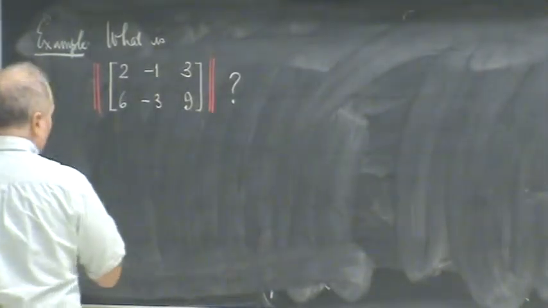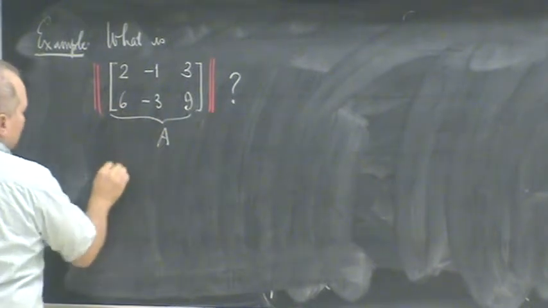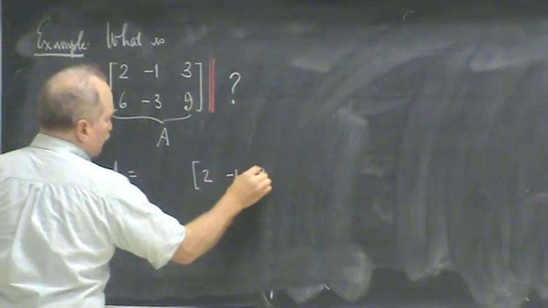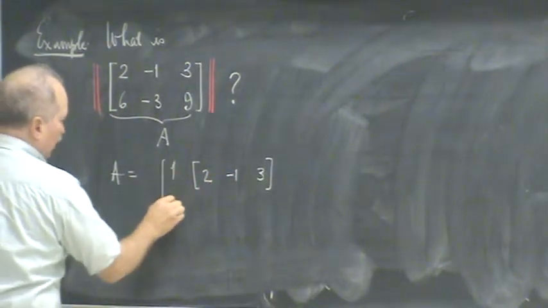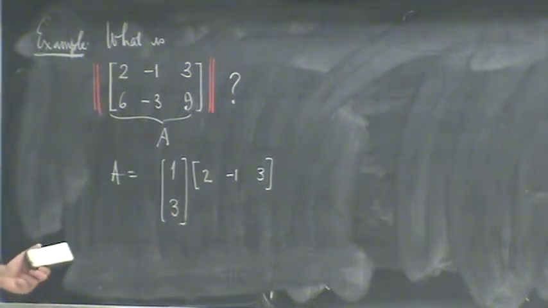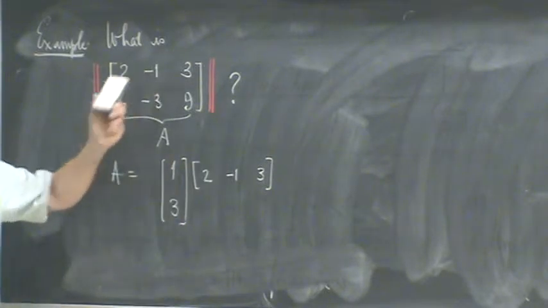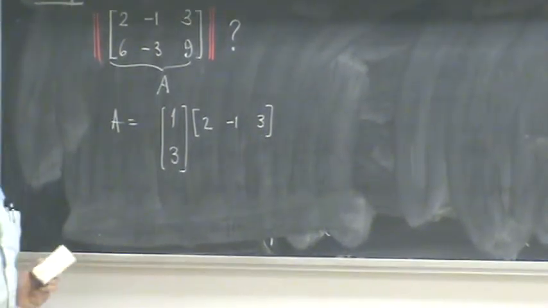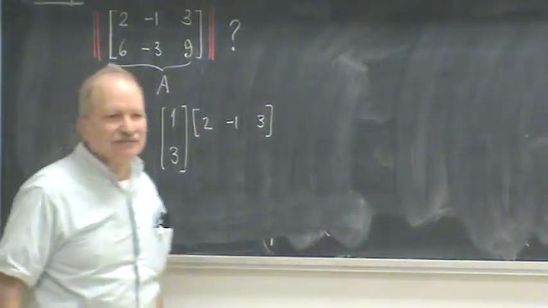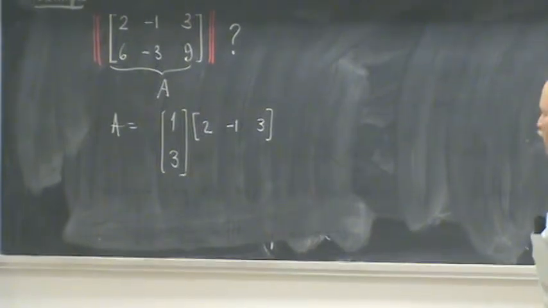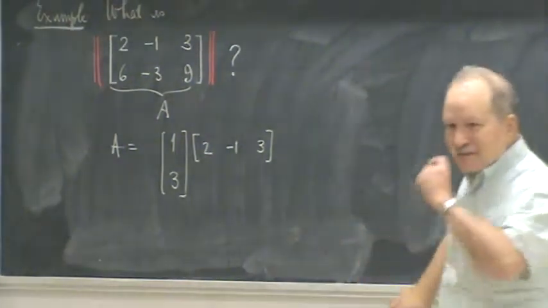So you guys have observed that A is the vector 2, -1, 3 times the vector 1, 3. Now, we haven't written stuff like this before. Does this make sense to you? Do you see that this gives you a 2 by 3 matrix that is my matrix A? So now, can you tell me what the norm should be, thinking about this?